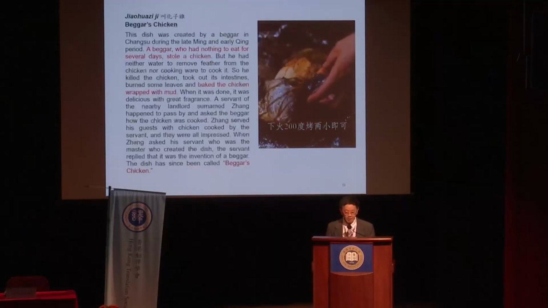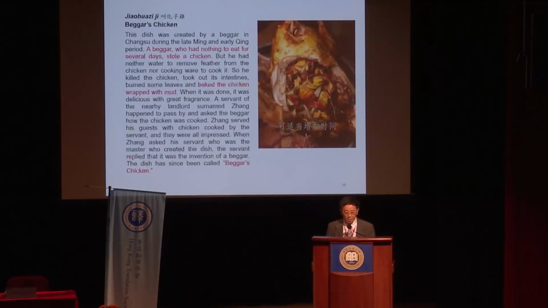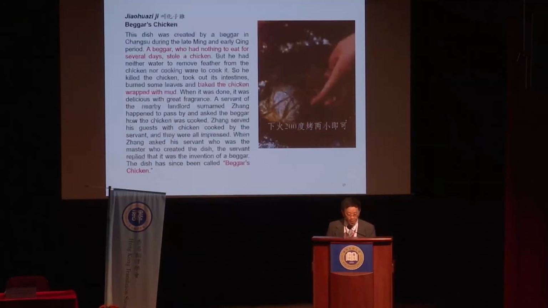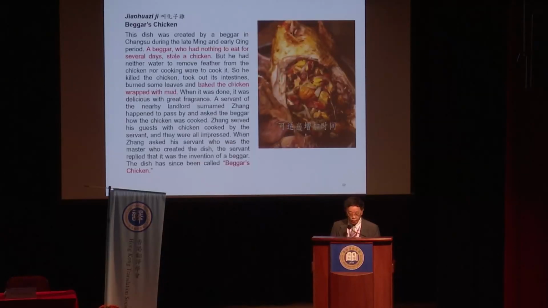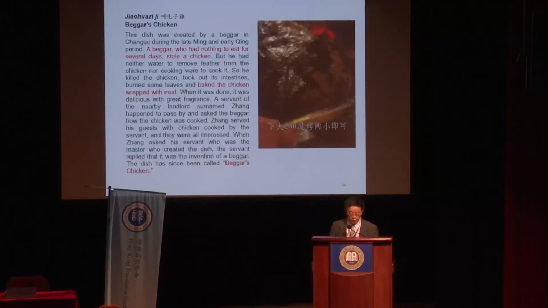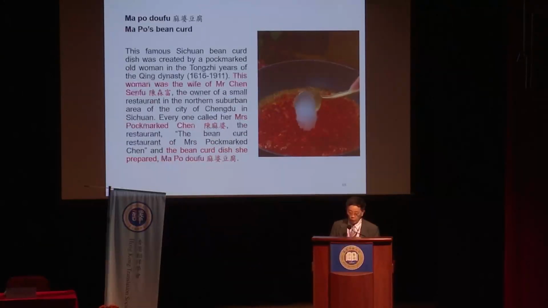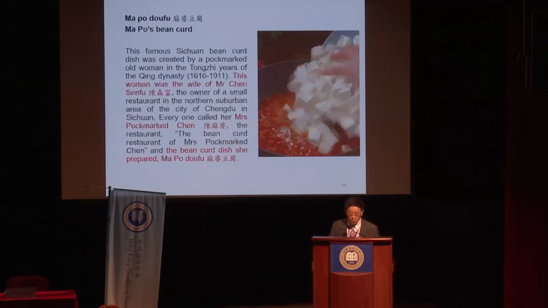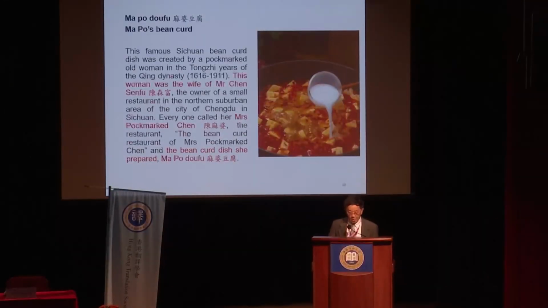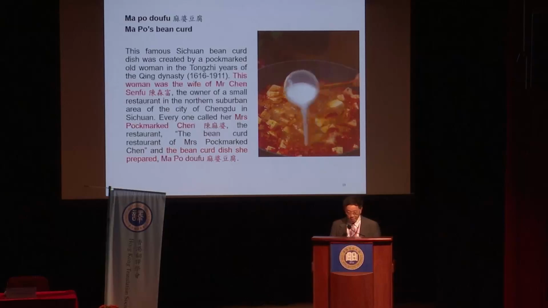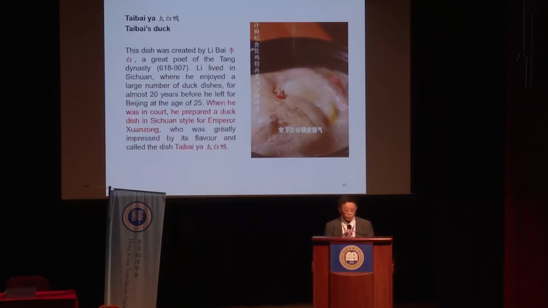And then lastly, the Jiao Hua Zi Ji was something to do with a beggar baking a chicken with mud, and then it was known as the beggar's chicken. He's nobody. And then lastly, the Ma Po Doufu that we often have in Shanghainese restaurants has something to do with Chen Ma Po. And the beancurd dish prepared by Mrs. Chen Fu Shen is known as Ma Po Doufu.